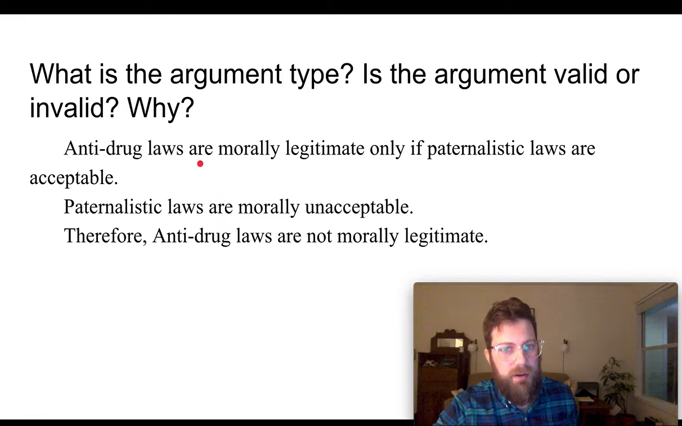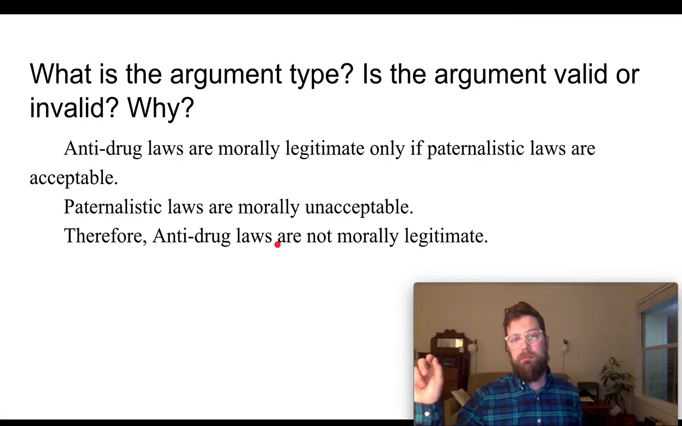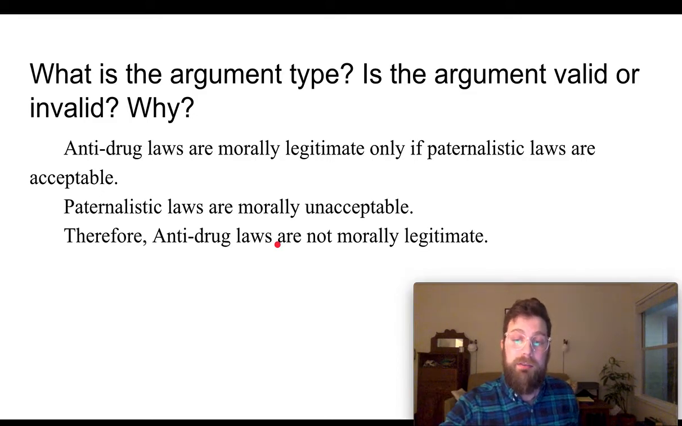So this has the structure if P then Q. And then this is a denial of Q, right? You can regulate drugs only if paternalism is okay, but paternalism is not okay. Therefore, anti-drug laws are not morally legitimate. So if P then Q, not Q, therefore not P. So that is modus tollens. Because that's modus tollens, this is a valid argument.